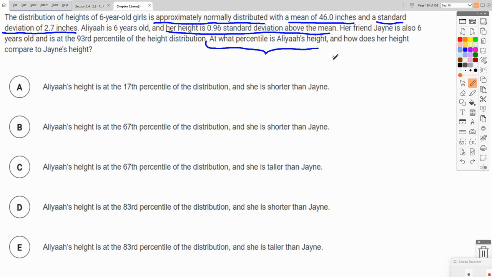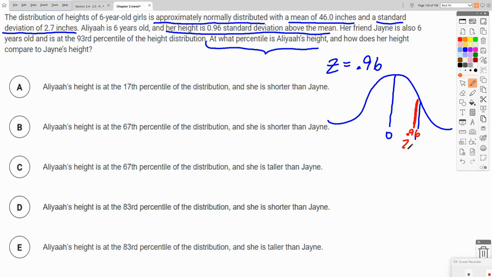If her z-score is 0.96, then consider if I had a standard normal curve with a mean of 0 and a standard deviation of 1, then Aaliyah is just below 1, right? She's at 0.96. Z equals 0.96. And her percentile would be the percent of all values that fall below her.